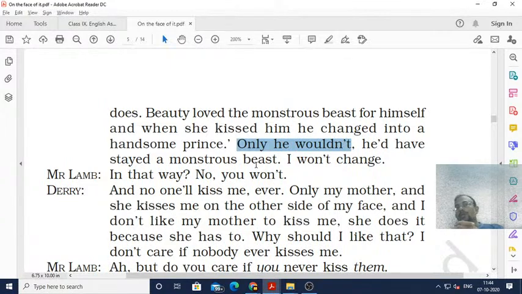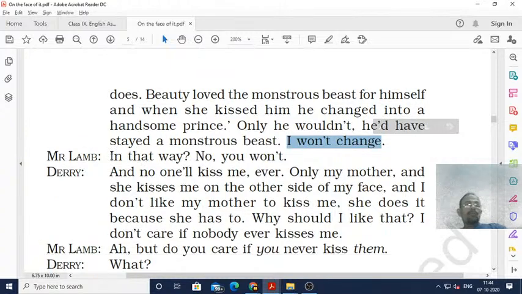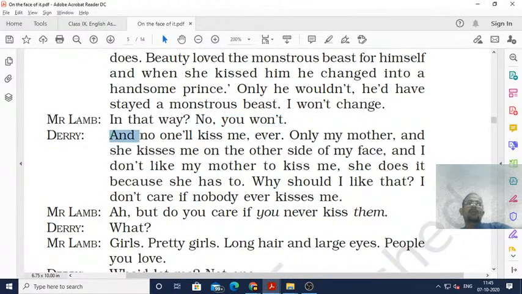I won't change. He said, but I am not fortunate enough like the monstrous beast who got kissed by a beauty. I won't change. I am a human being. I don't believe in any fairy tale. Therefore, I shall not change. Mr. Lamb says, in that way, no, you won't. In that way, you won't change. Derry says, and no one will kiss me ever.